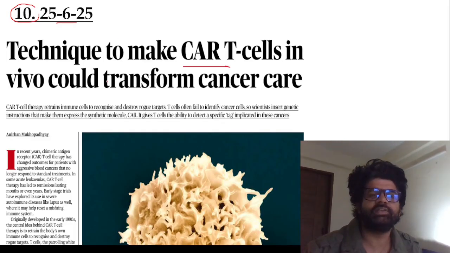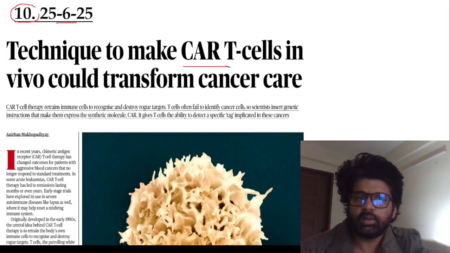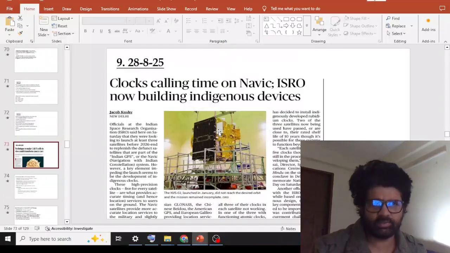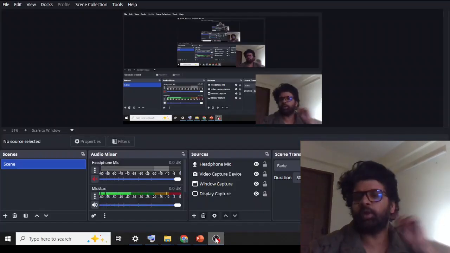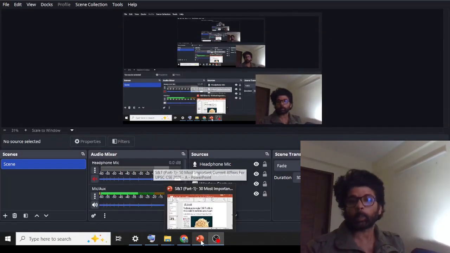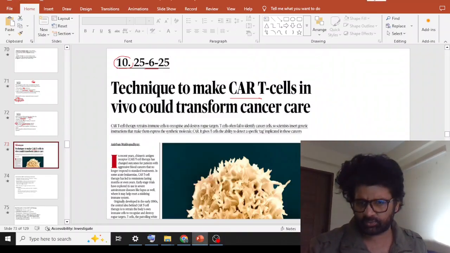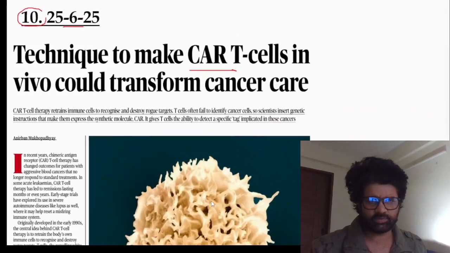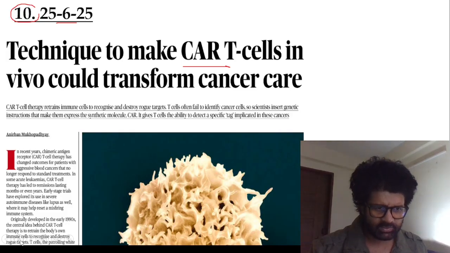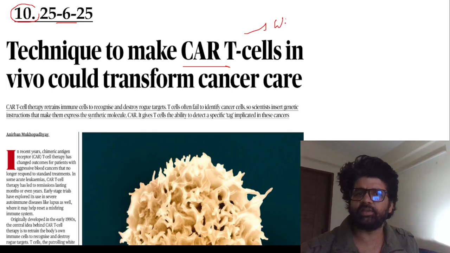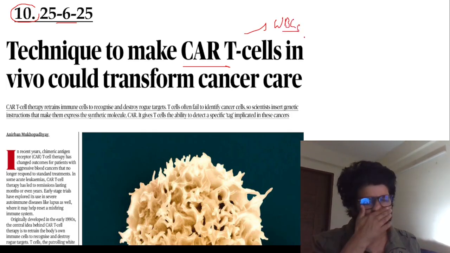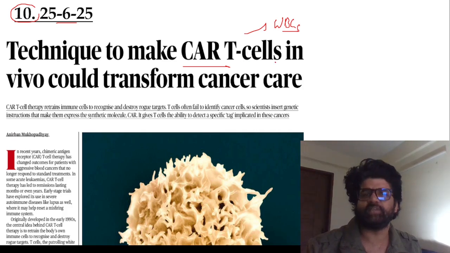Technique to make CAR T cells in vivo could transform cancer care. Again, these are very tricky articles, technically tricky, so let's try to simplify it as much as we can. First of all, what is the meaning of T cells? T cells are white blood cells, WBCs, which fight against infections and all. They mature in the thymus region of our body, so that's why they're called T cells.